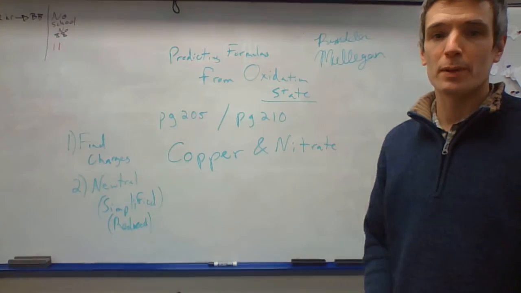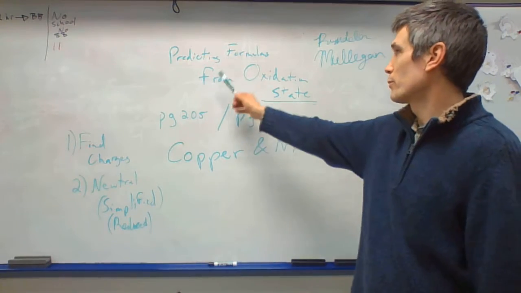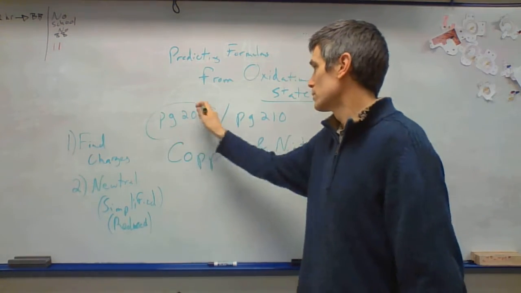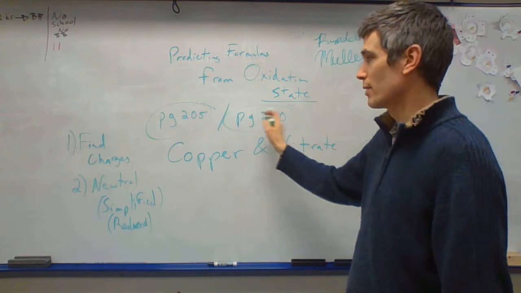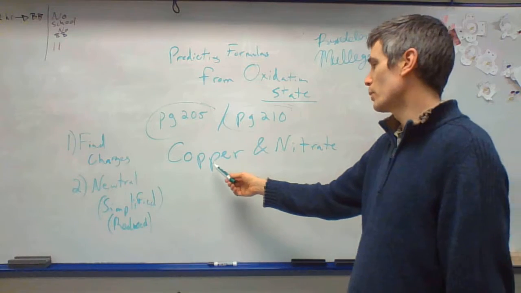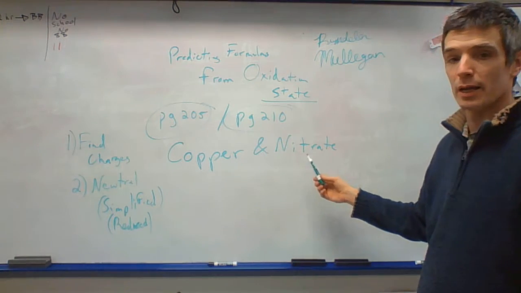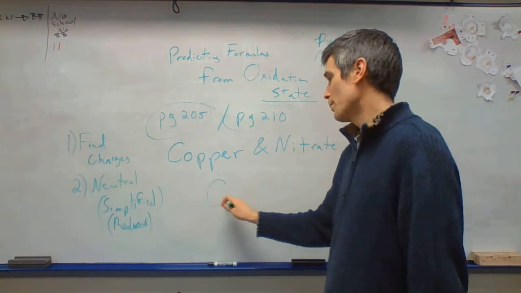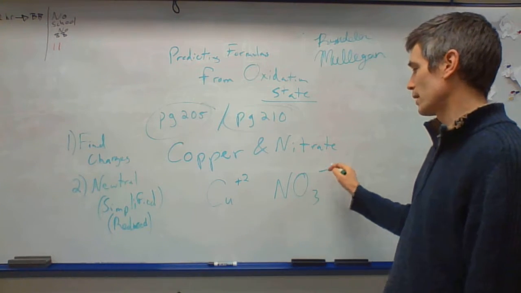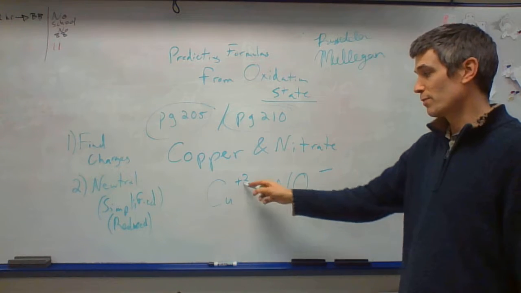Another example would be, we're trying to predict the formula from oxidation states or the charges. You're going to use page 210 and 205, and I got them backwards in the textbook. Let's say I wanted to write the formula between copper and nitrate. I look it up. Copper is +2, and nitrate is NO3, and it's got a charge of -1. So I found my charges.